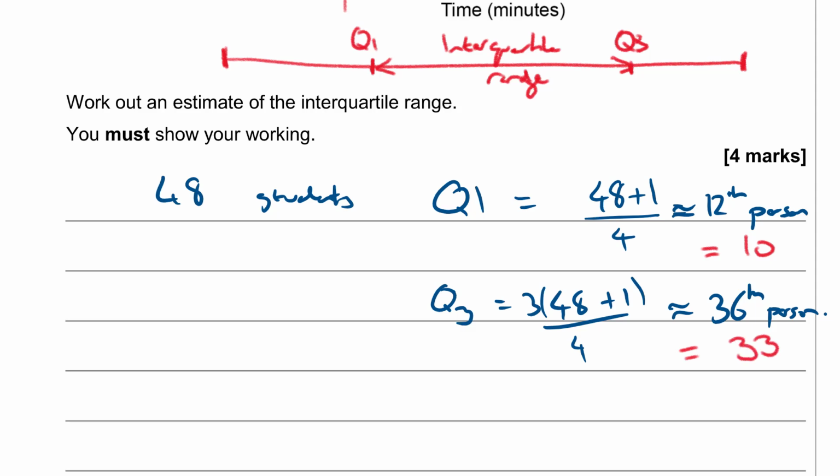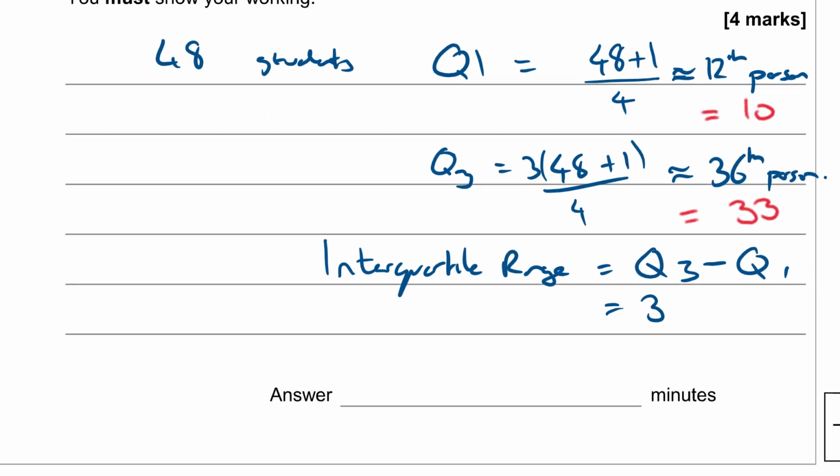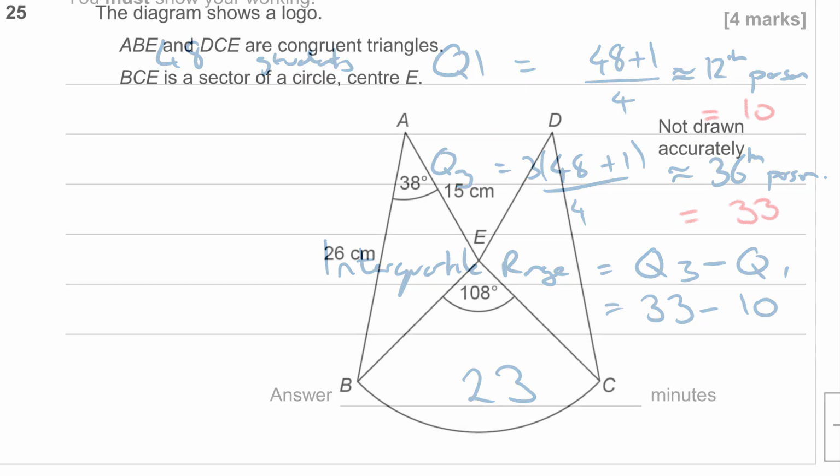So the interquartile range is just given by Q3 subtract Q1, which is, we now know, 33 subtract 10, and 33 subtract 10 is 23 minutes.